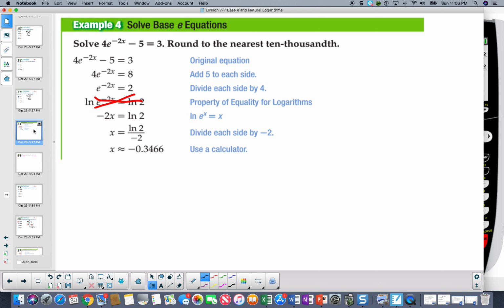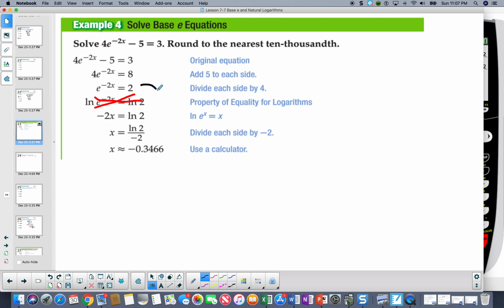Let's take a look at solving for x with a base e equation. So we want to isolate the e, but we first have to undo the subtracting. So we're going to add 5 to both sides. Then we're going to isolate the e expression, divide by 4. We don't really need this step.